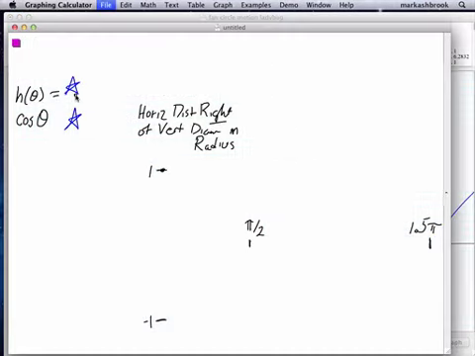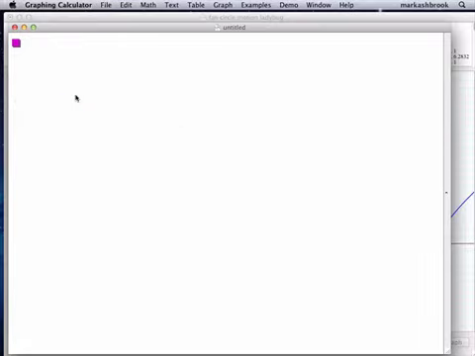Okay, so practice with a person next to you. If h of theta is cosine theta, describe specifically and completely what the input quantity is and what the output quantity is. Go.